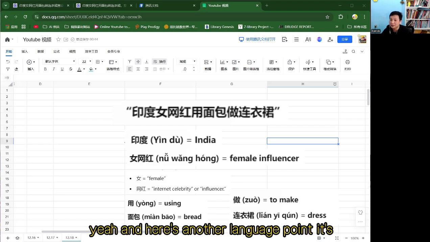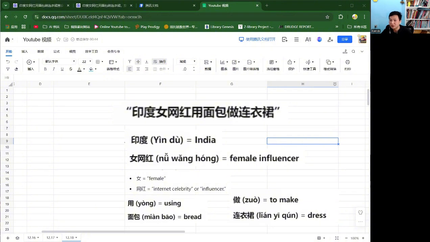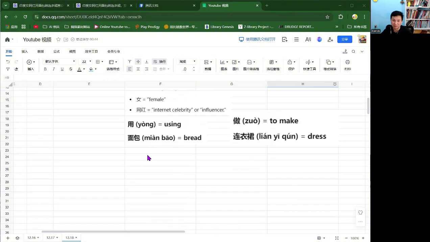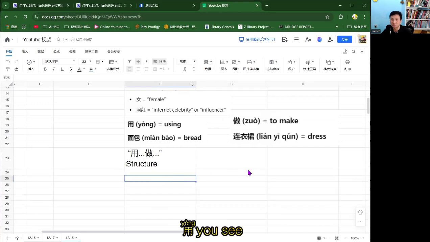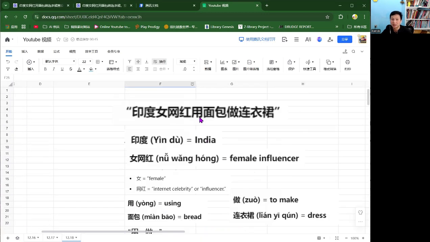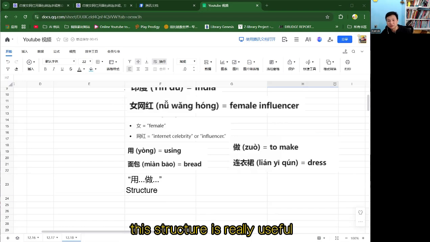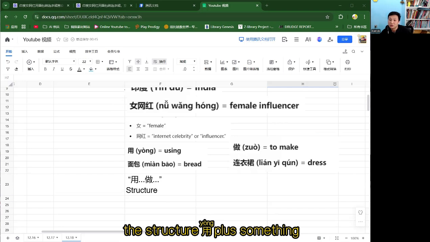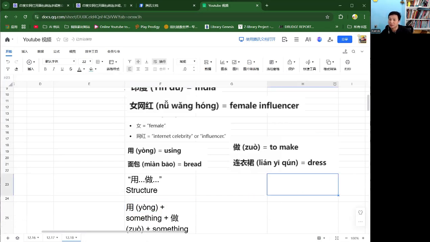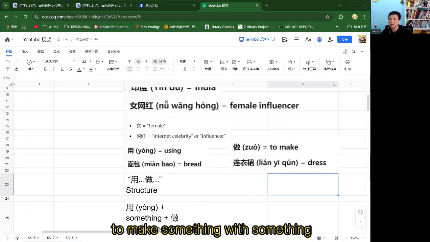Yeah, and here's another language point. It's 用作 structure. 用, you see? 用面包做连衣裙. This structure is really useful for you to learn from this headline. The structure 用 plus something plus 做 plus something means to make something with something.